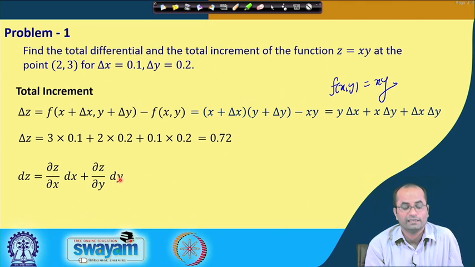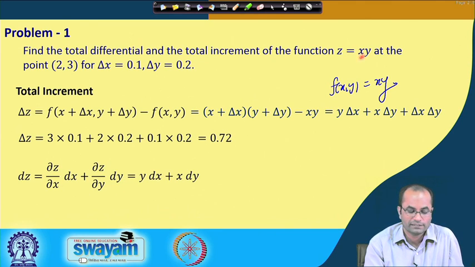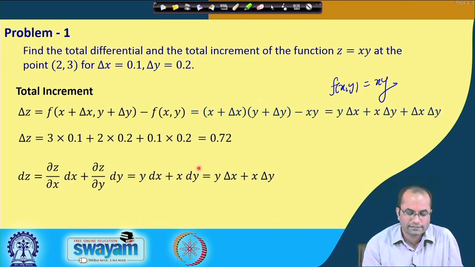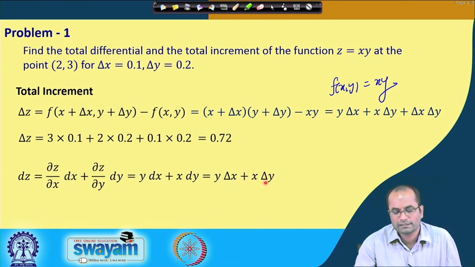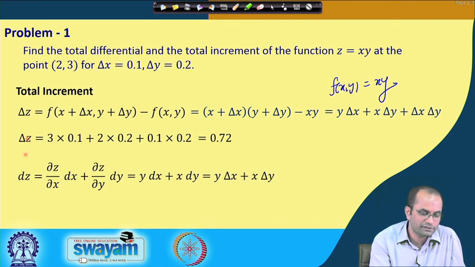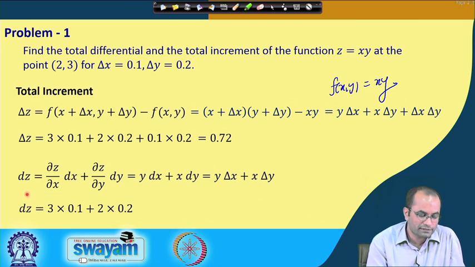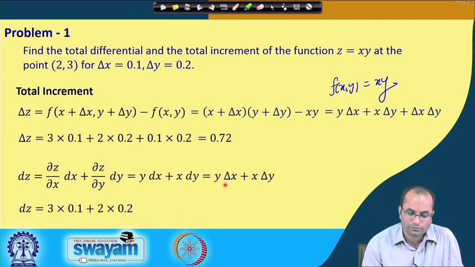Now, coming to the differential, which is dz = ∂z/∂x dx + ∂z/∂y dy, and in this case ∂z/∂x is y and ∂z/∂y is x. So, we have this expression now to be computed at this (2, 3) point with Δx 0.1, Δy 0.2. Note that this dx, dy is nothing but Δx and Δy, because these are independent variables. For independent variables these notations are the same, dx is equal to Δx, dy is equal to Δy, but for dependent variables there is a difference which we are going to observe now. And this dz, the differential of z at this point, will be 0.7.